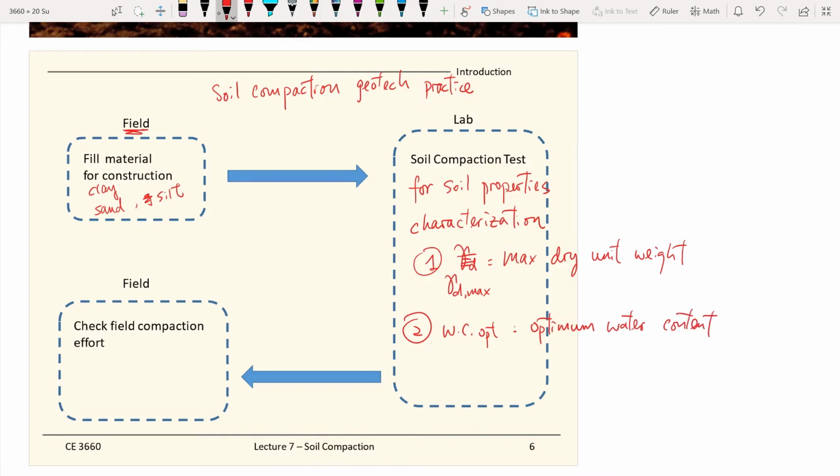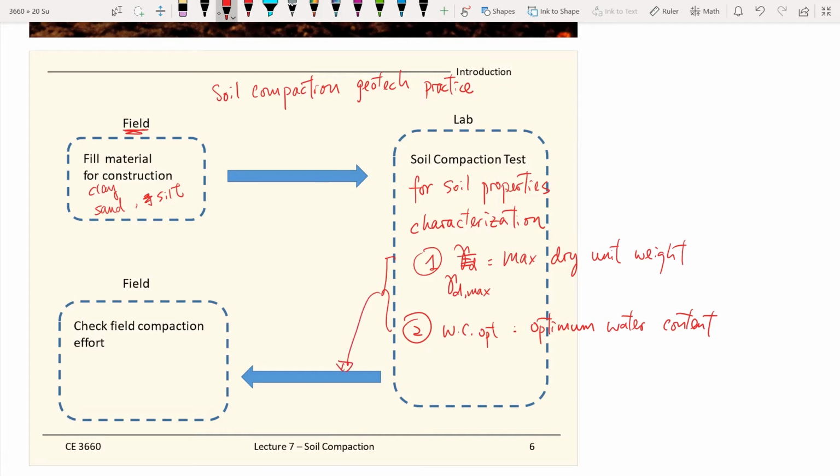So it's just the water content that allows you to achieve maximum dry unit weight. So these two parameters always come together. You have the material from the field, you ship it to the lab for the compaction test. We'll talk about the soil compaction test in greater detail later. But after the test, you expect to get two parameters. Now you have these two parameters, you can bring them back to the field.